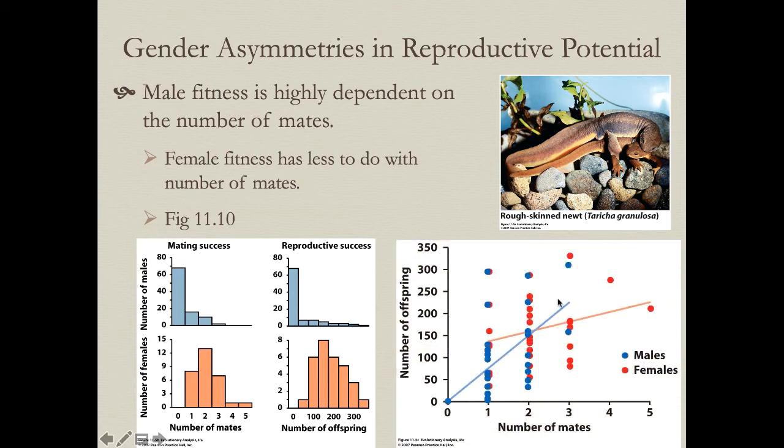So you have this very strong positive slope. The greater the number of mates that a male has, the greater number of offspring he produces. Now let's contrast that with the females.